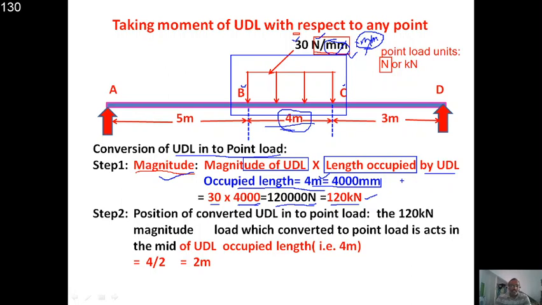The occupied span is 4 meters. Hence we should consider at a distance of the middle. So for 4 meters, to get the middle it should be averaged. So 4 by 2, 2 meters. So we are concentrating only on the 4 meters. Please understand, I am not taking the total length like 5 plus 4 plus 3, 12 meters.